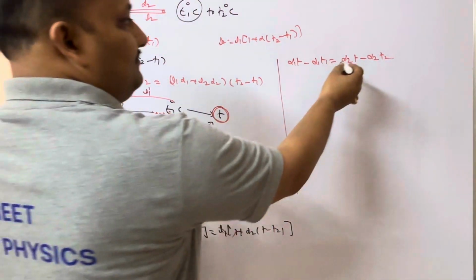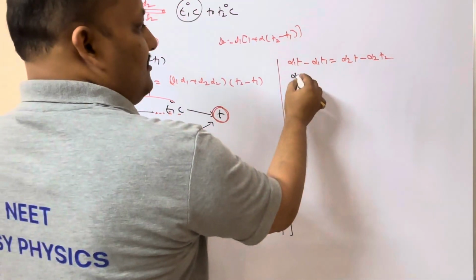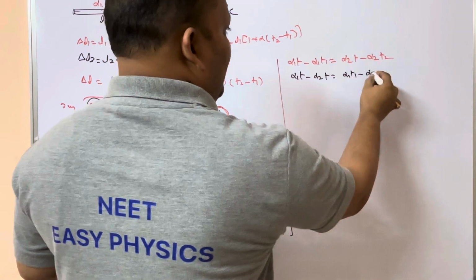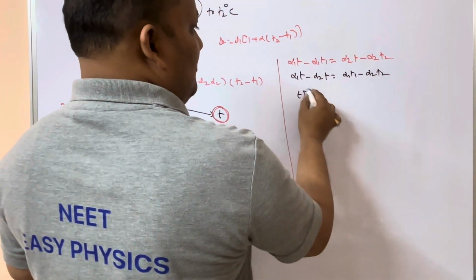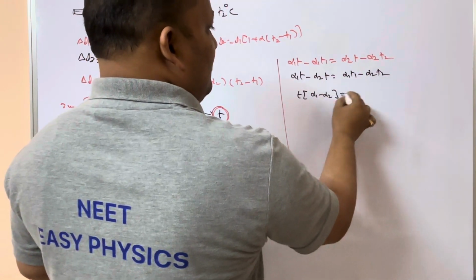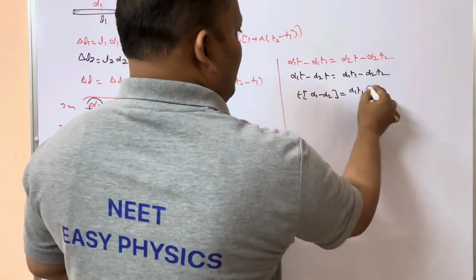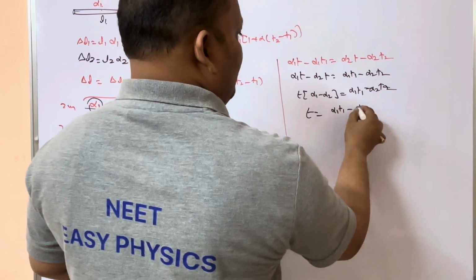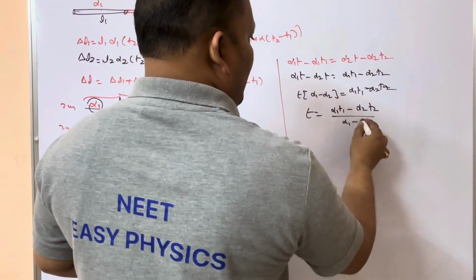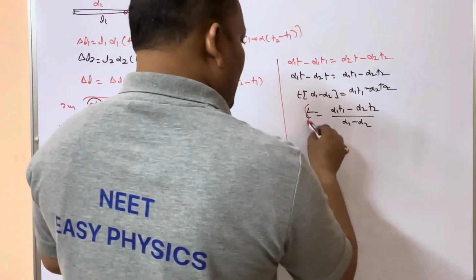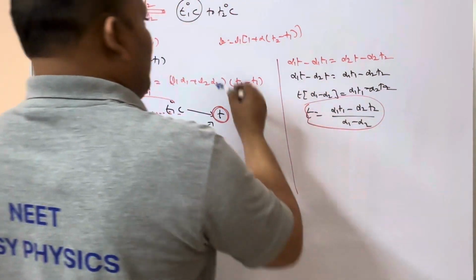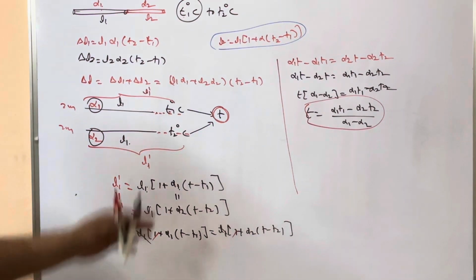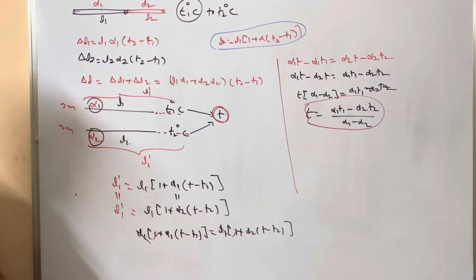You have to find the temperature. So, alpha 1 T minus alpha 2 T is equal to alpha 1 T1 minus alpha 2 T2. So, the common temperature T is alpha 1 T1 minus alpha 2 T2 by alpha 1 minus alpha 2. So, this is the formula. All these formulas we are getting from the main formula. This is the main formula: final length is equal to L1 into 1 plus alpha T2 minus T1.